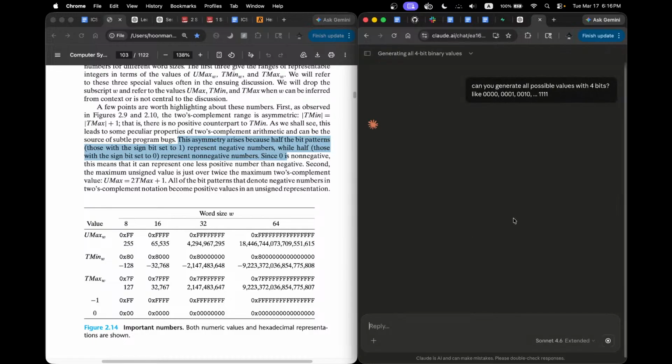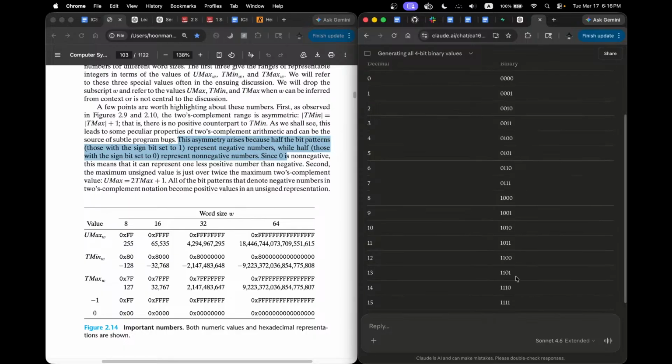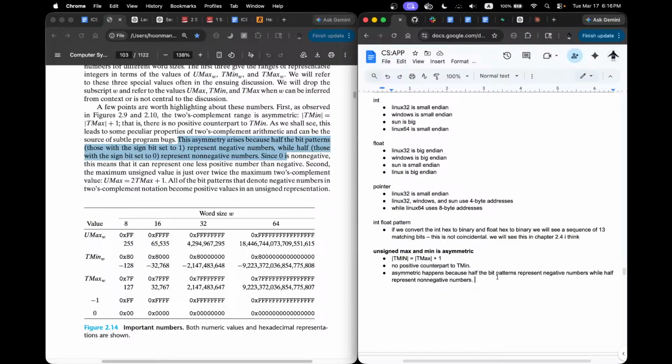Let's see how well these models are doing. Ooh, yes. Okay, there's 15 numbers. 1, 2, 3, 4, 5, 6, 7, 8. Oh my god. That's what it means.